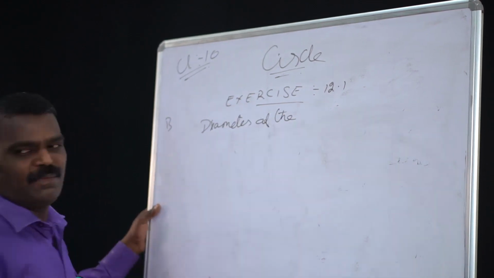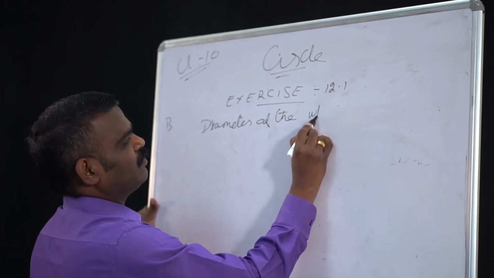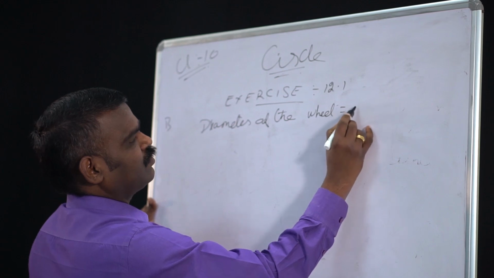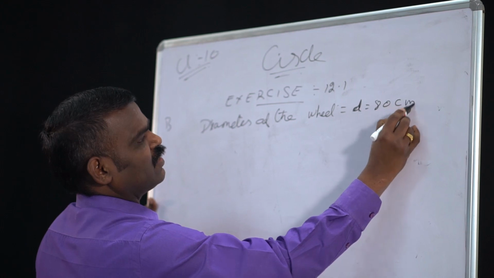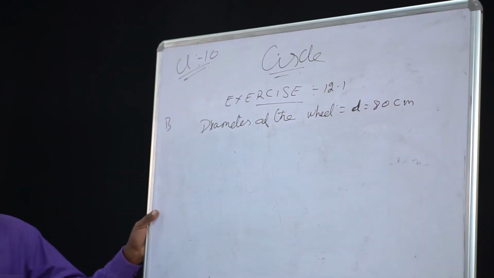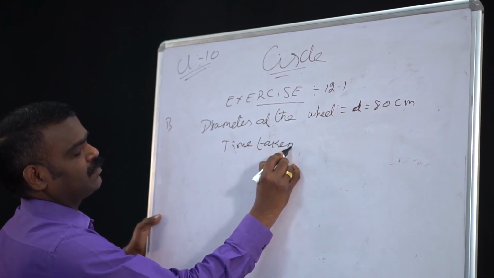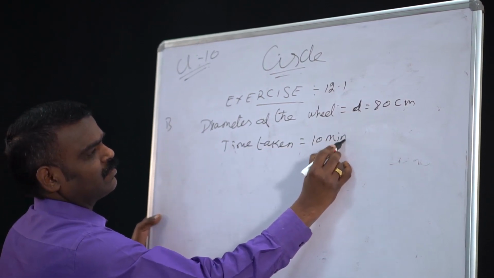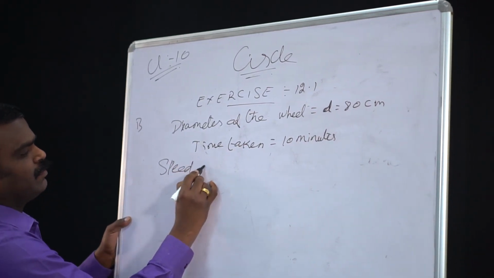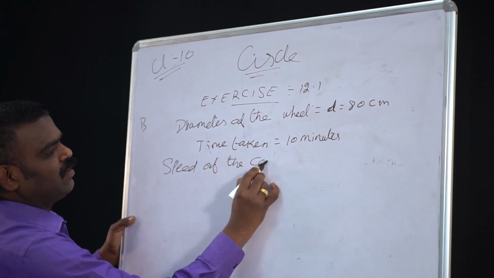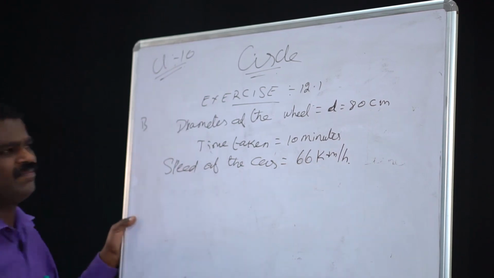I will complete quickly because I have just 4 minutes left. Diameter of the wheel is 80 centimeter. Now, time taken is 10 minutes. Speed of the car, I have to speed up. Speed of the car is equal to 66 kilometer per hour.